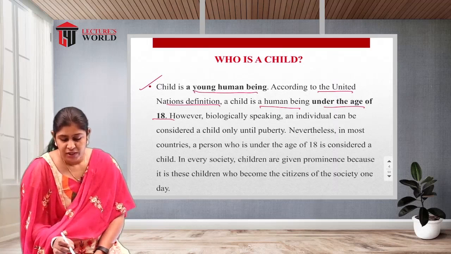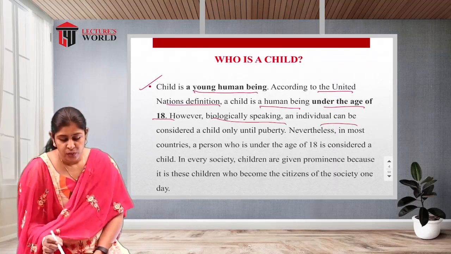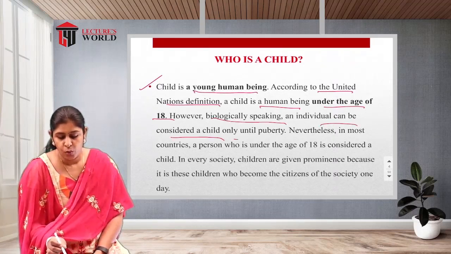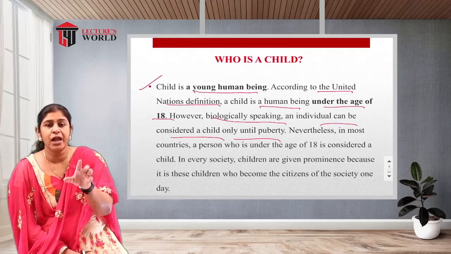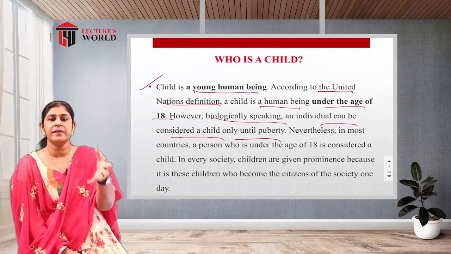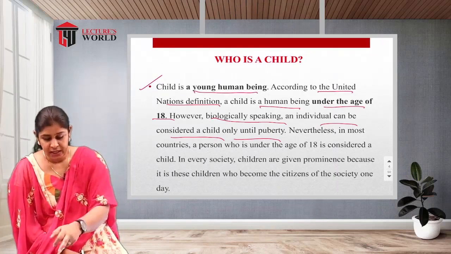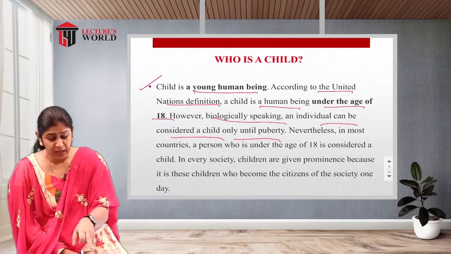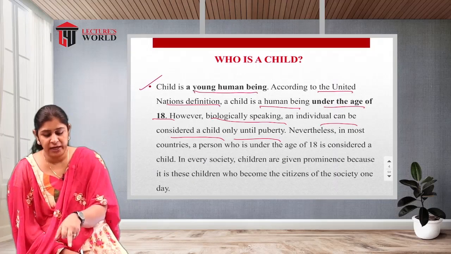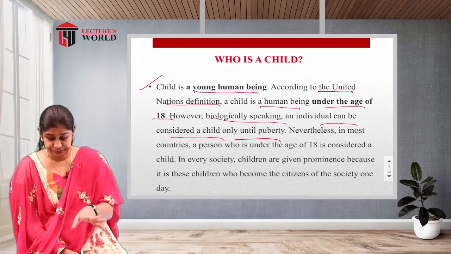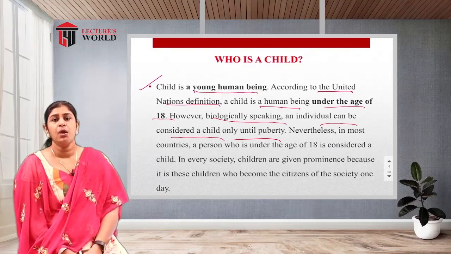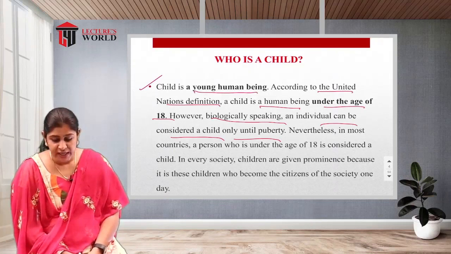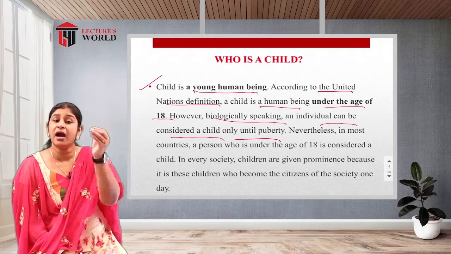However, biologically speaking, an individual can be considered a child only until puberty. If we speak in the language of science, it says an individual can be considered a child only until puberty. Until a child attains puberty, we can consider the child as a child.